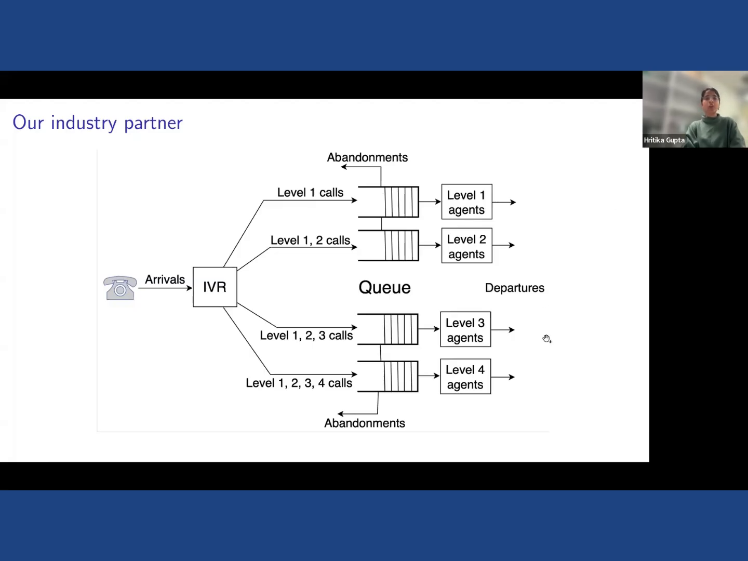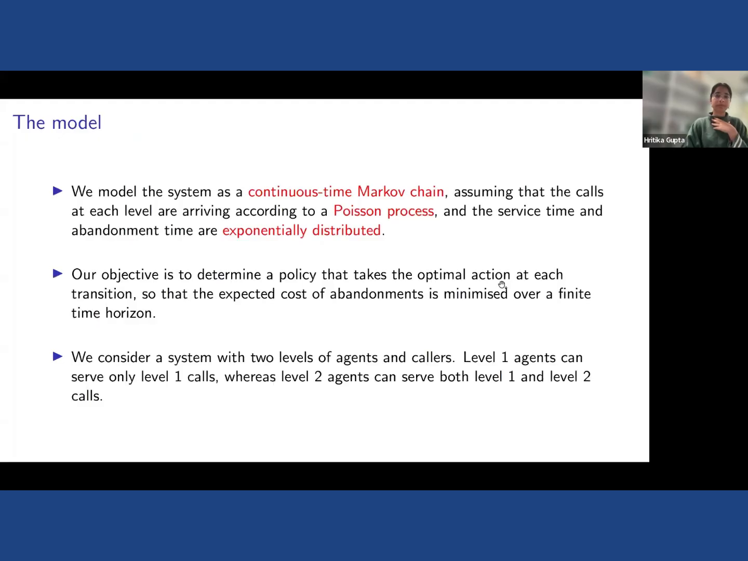Okay. So moving on, we decided to model the system as a continuous time Markov chain. We assume that the calls at each level are arriving according to a Poisson process, and the service time and abandonment time are exponentially distributed. Our objective is to determine a policy that takes the optimal action at each transition so that the expected cost of abandonments is minimized over a finite time horizon.